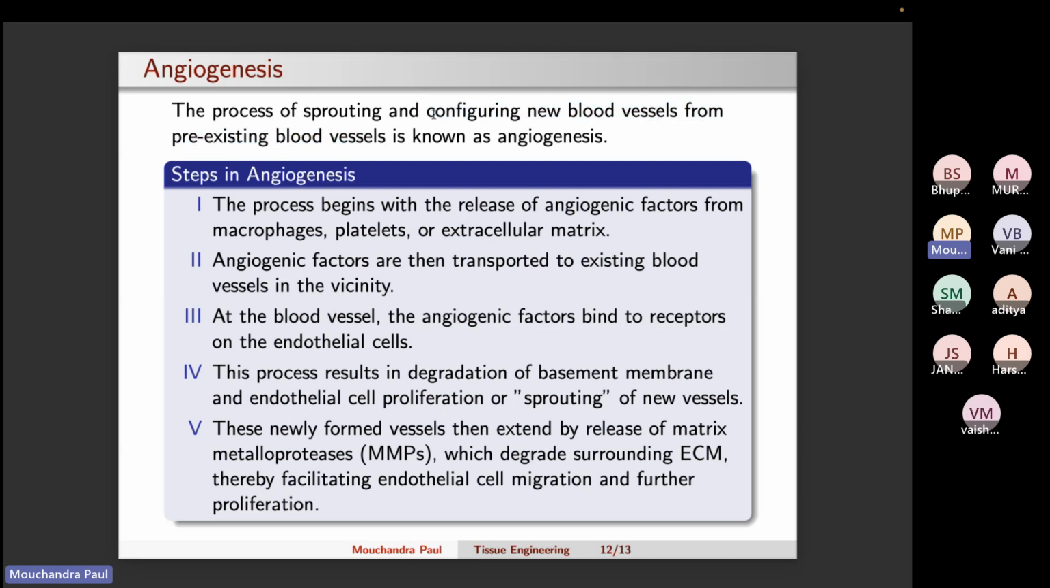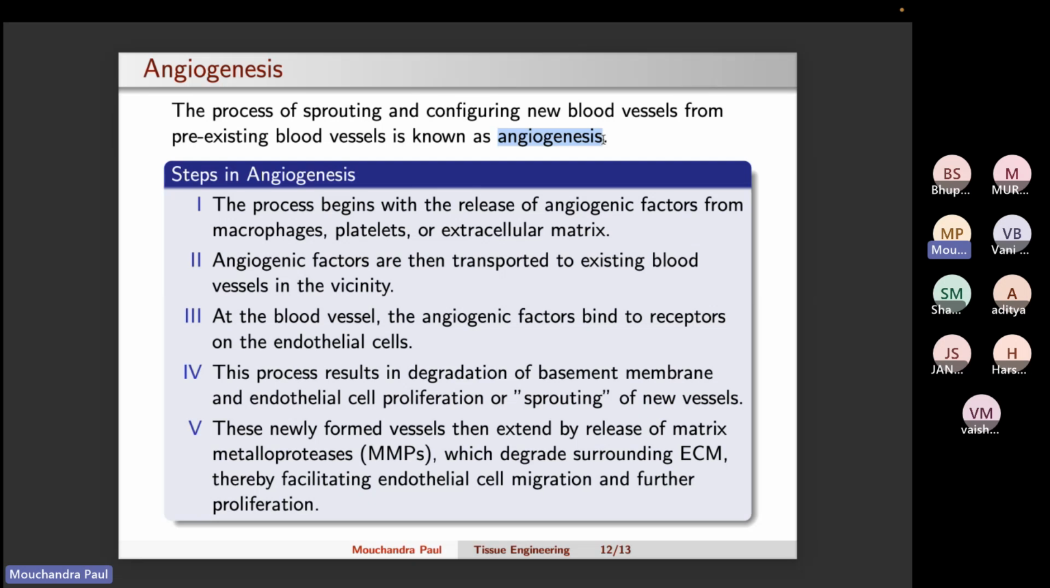There is another process called vasculogenesis, where new blood vessels are formed, and that happens during embryonic development. Vasculogenesis has also been observed in the adult phase, but the main area where it happens is during embryonic development. Whereas angiogenesis happens during wound healing, as I've already said.